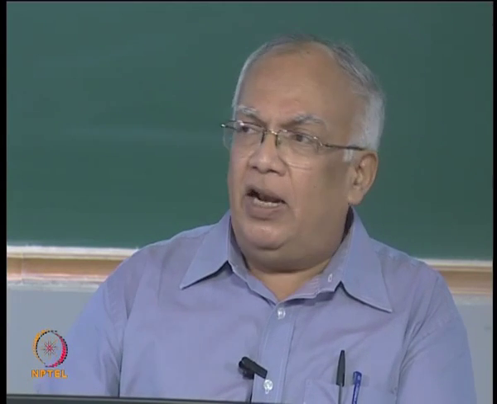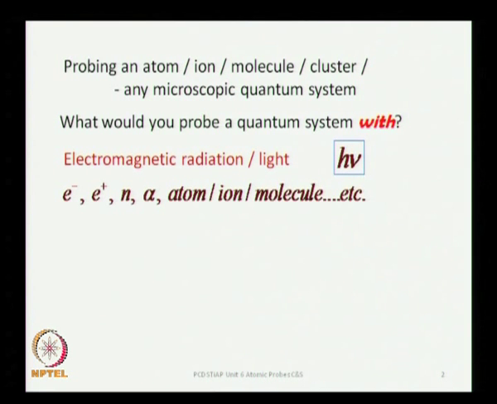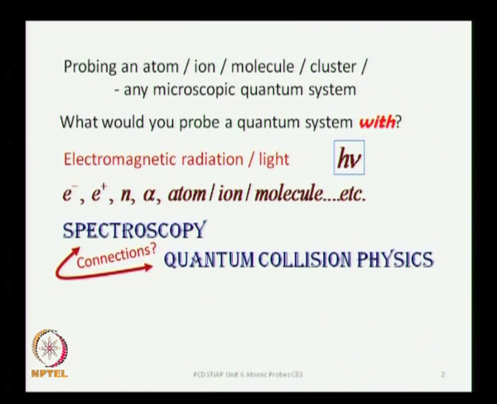So there are different tools which are available for you to probe quantum systems, and your probe can be an electron, it can be a positron, it can be a neutron, it can be an alpha particle, an atom, it can be another ion, it can be a molecule, right? It can be your hand, right, which is a combination of so many atoms and molecules and everything. So what we will do is, when you investigate your target using light, then you are doing spectroscopy, or else you are doing collisions.